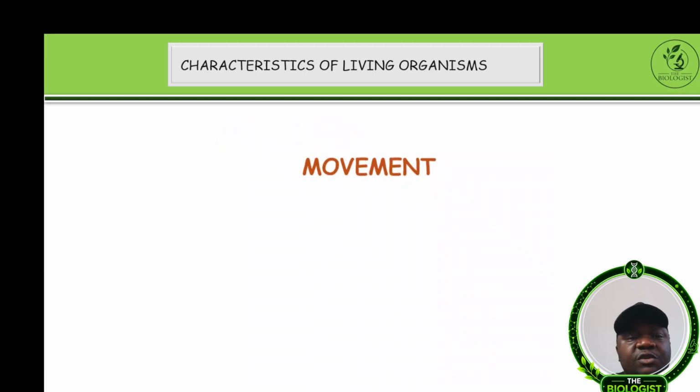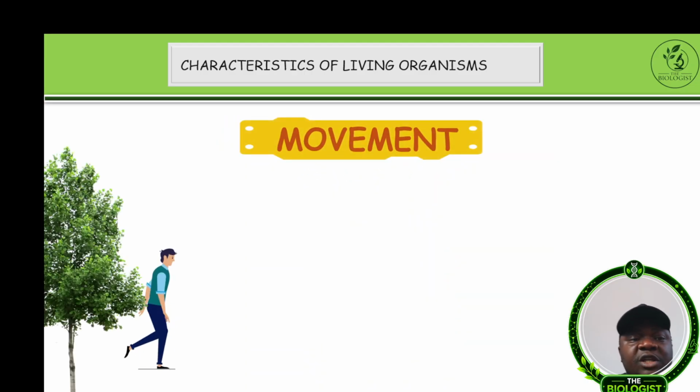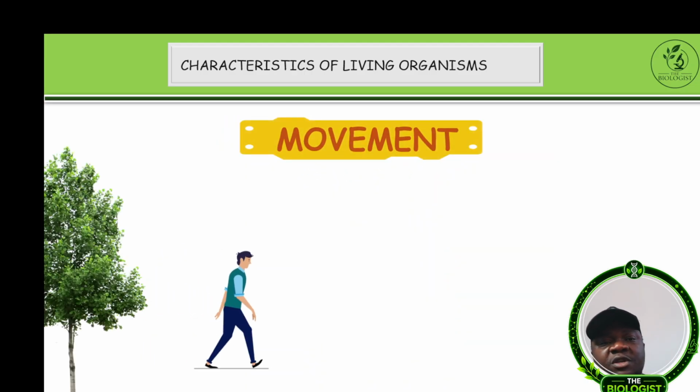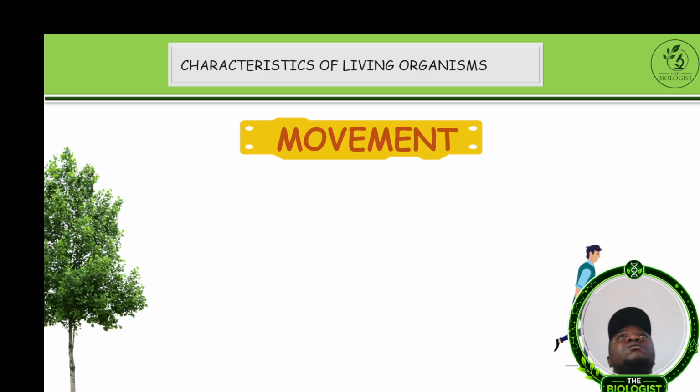So the first one is movement. Living organisms tend to move from one place to another for different reasons. For example, we can leave a particular area and go to a new area for survival, to find food, to reproduce, to trade, or to migrate from one place to another for survival. So we go to different places for different reasons.